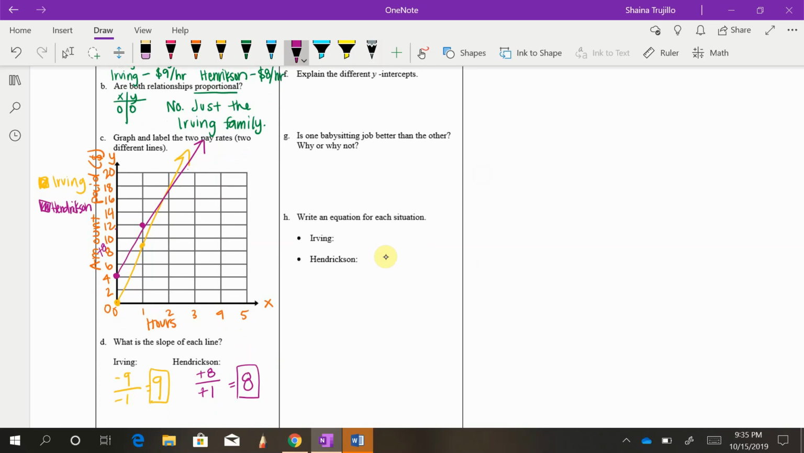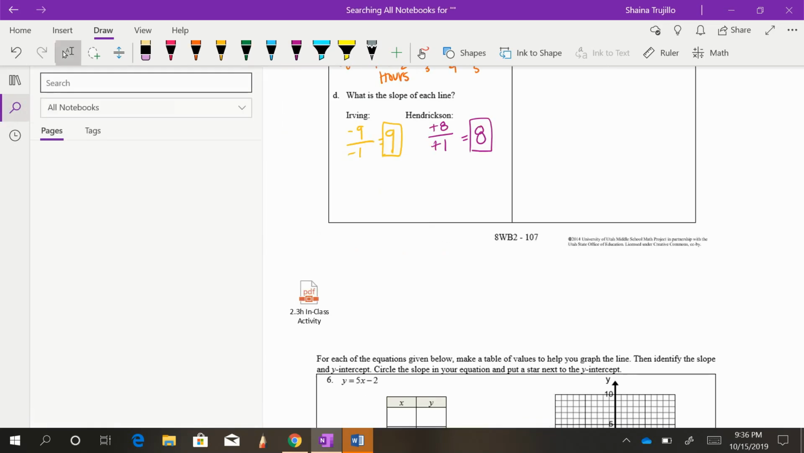Okay, and part H. Let's write an equation for each situation. We're going to write our equation in slope-intercept form, y equals mx plus b. So, we want our slope for the Irving family, which we found out was 9. Now, the Irving family starts at 0, so that is their equation. You could also write it as y equals 9x. The Hendrickson family, y equals, their slope is 8x, and their starting point is at a positive 4. So that is their equation.